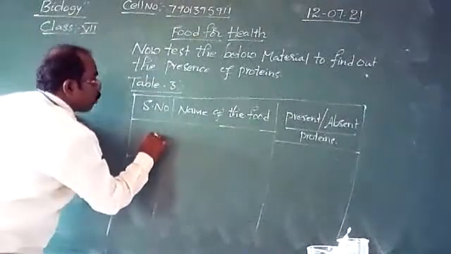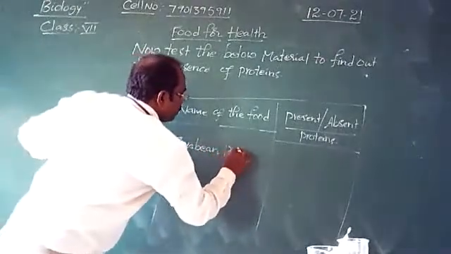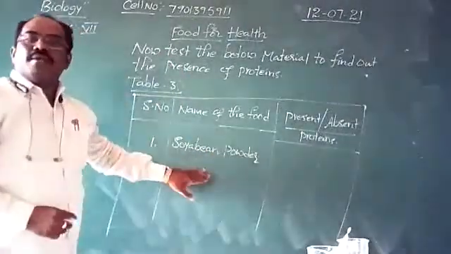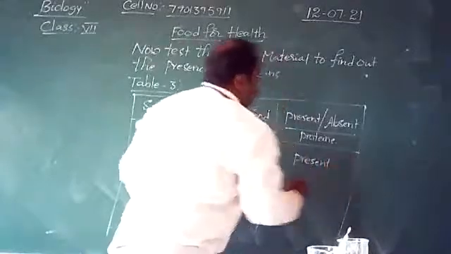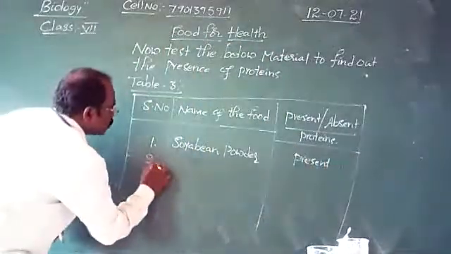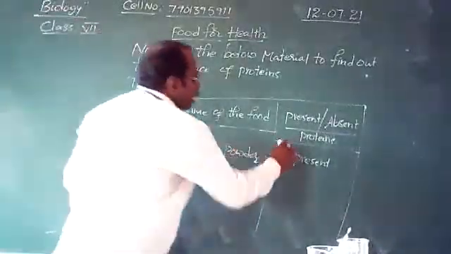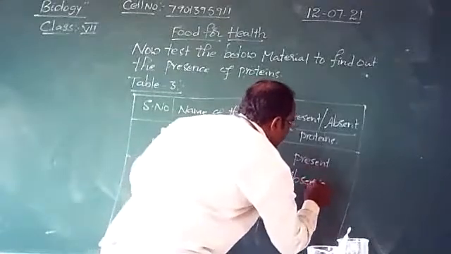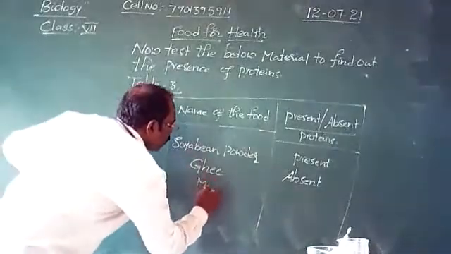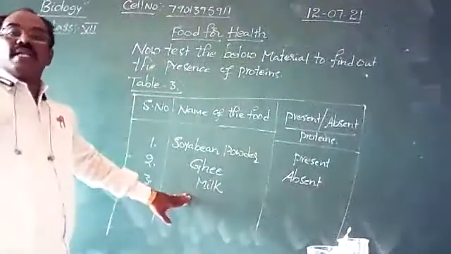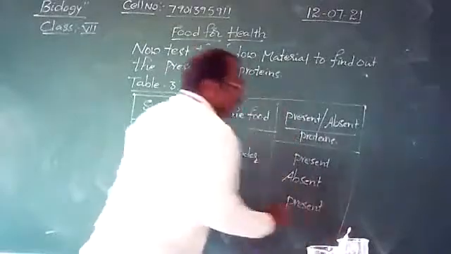First one, serial number 1, soya bean powder. Proteins are present. Next, serial number 2, name of the food item, ghee. Proteins are absent. And serial number 3, name of the food, milk. Proteins are present.